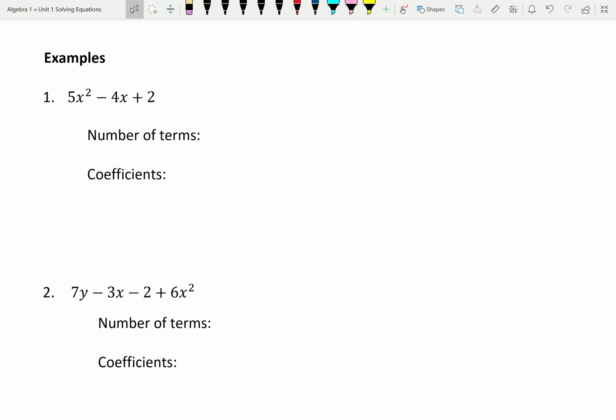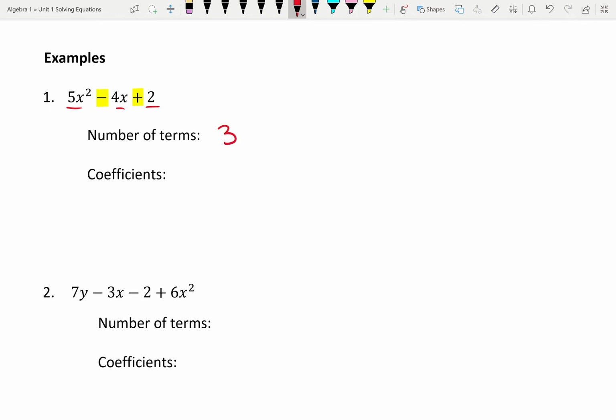Okay, so number of terms, remember a term is separated by either an addition or a subtraction sign. So right here we have subtraction and addition. So we look in between those. In between those we have 1 term, 2 terms, and a third term. So it's simple. Number of terms is 1, 2, 3 terms.